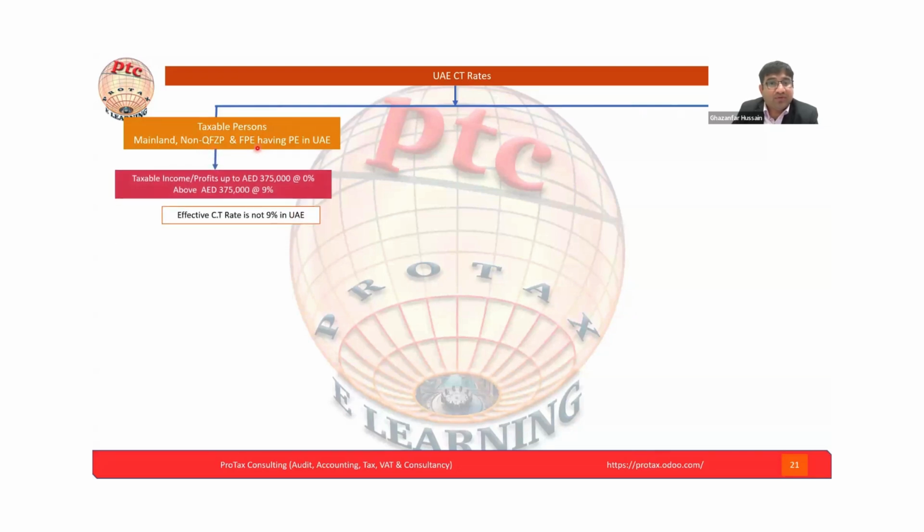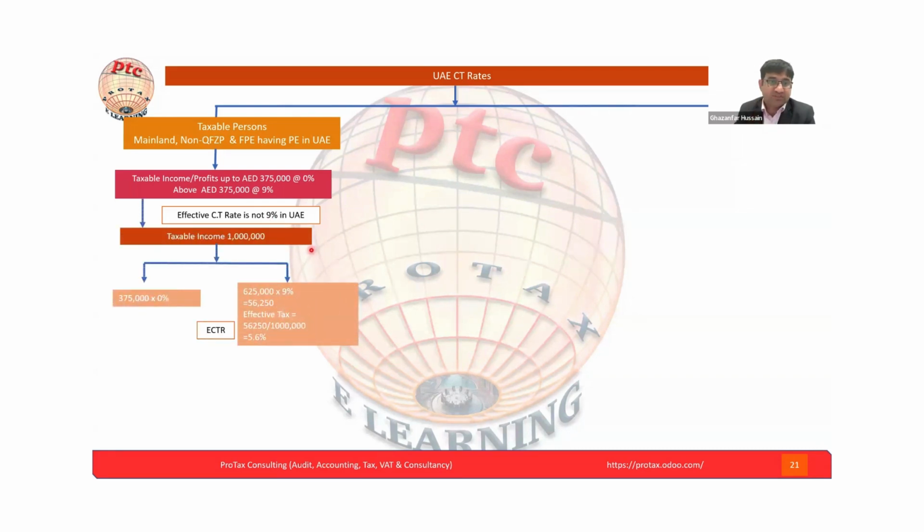And for any company having a permanent establishment in UAE, as we saw in some earlier examples, the corporate tax rate is 0% for the first 375,000 and 9% for the excess. So as I mentioned earlier, the effective rate is not 9%. We will see how it's not 9%.